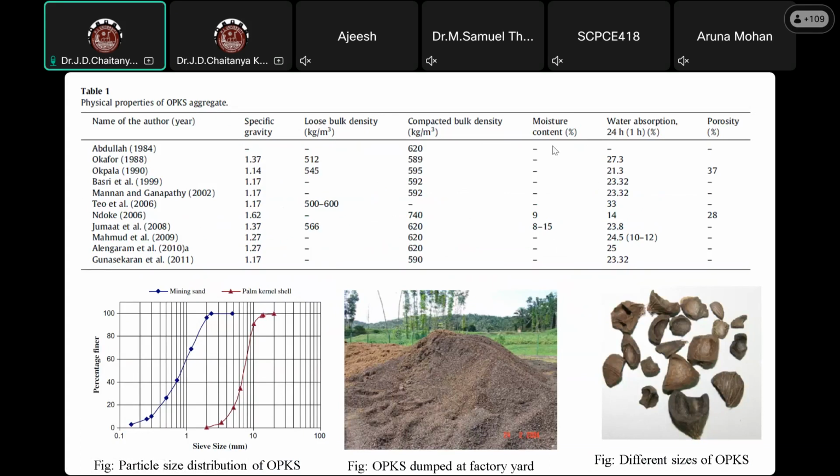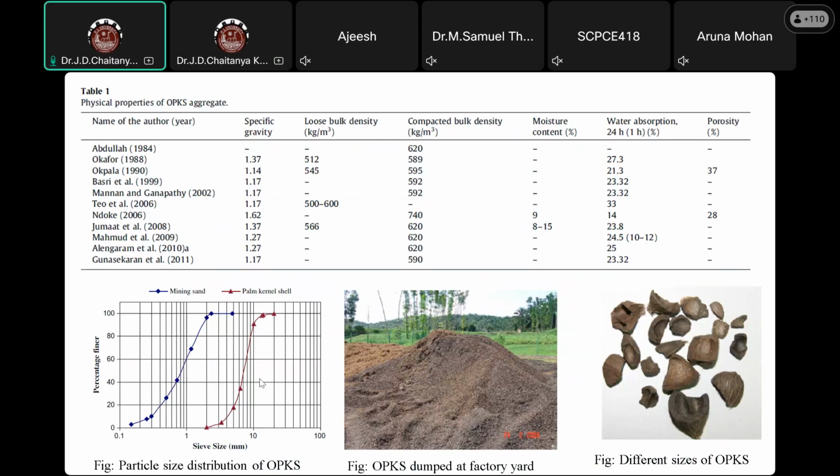Here you can observe the moisture content, which varies from 8 to 15 percent, and the water absorption is more than 27 percent, and in some places 33 percent also. So this is the only problem with the water absorption. The porosity is also very high compared to normal aggregates.